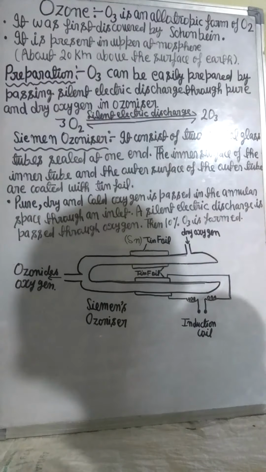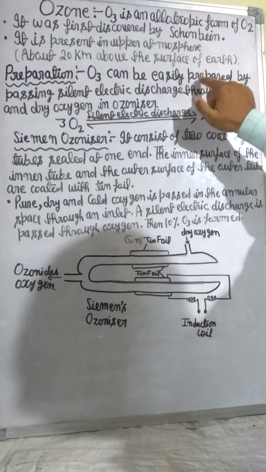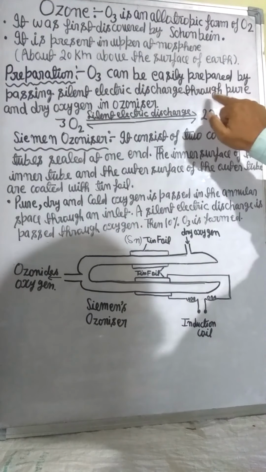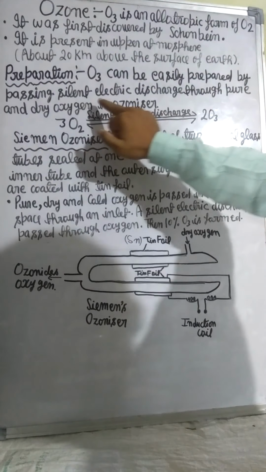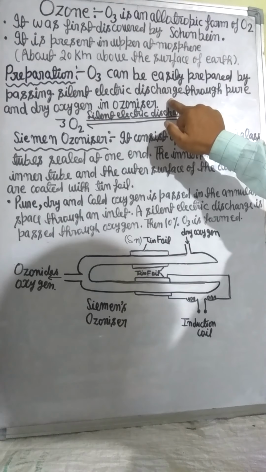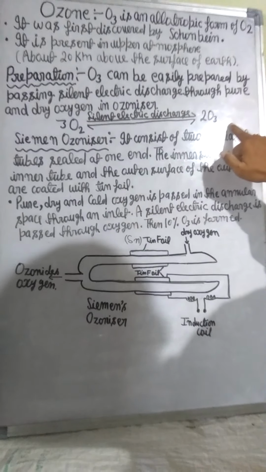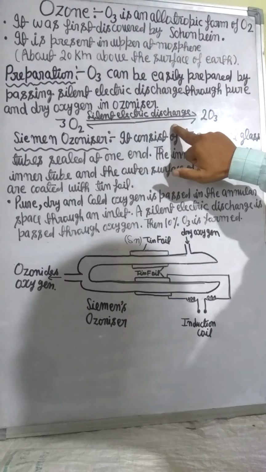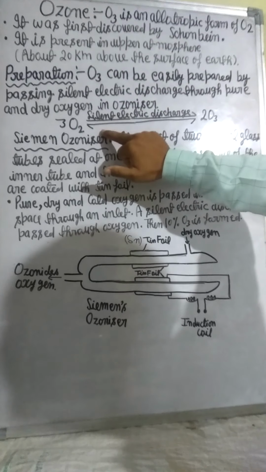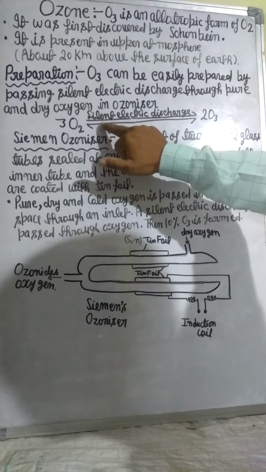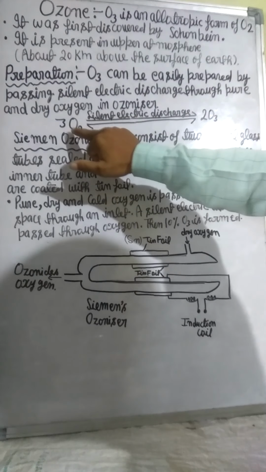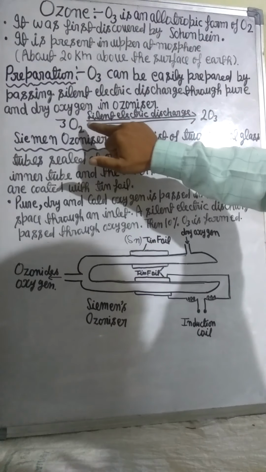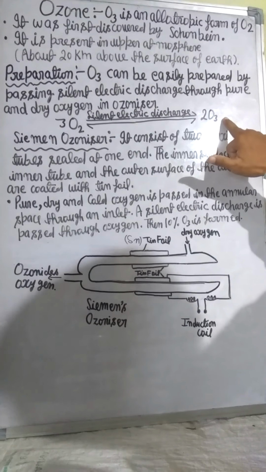Ozone can be easily prepared by passing silent electric discharge through pure and dry oxygen in an ozonizer. So look here, this is 3O2 going to 2O3 under silent discharge. When we pass silent electric discharge, then oxygen is converted into ozone gas.